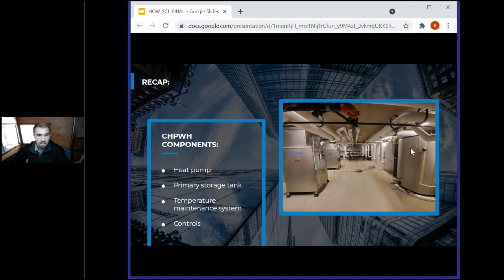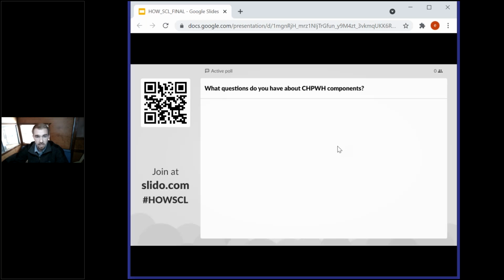So a quick recap, this is a picture of Jackson Apartments in Seattle in the mechanical room. We're looking at the primary heat pumps on the left here, which are going to be feeding these primary storage tanks on the right with hot water. And then that's being sent out to the building and recirculating back to this temperature maintenance tank, which is connected to another heat pump that's not on the screen here. And then there's a controller on the wall here that's monitoring the entire system and the tank temperatures and telling the heat pumps when to run. And that was a premature click, but I think I got in everything I needed to there.